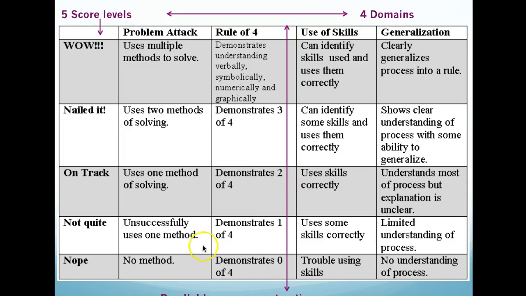You can't see it, but if you go down this, you can see that the language is just: trouble using skills, uses some skills, uses skills, can identify some skills, can identify skills and uses them correctly. So there's always the key words in the descriptor that follows through each level. No understanding of process, understanding of process. Now I told you not to use the understanding of process, and I stand by that.